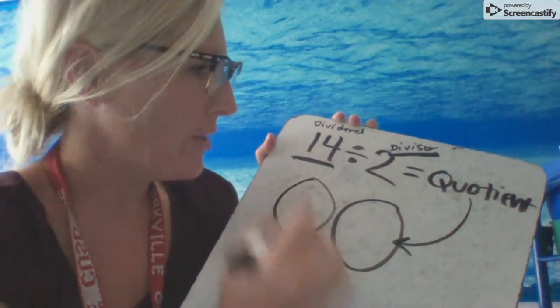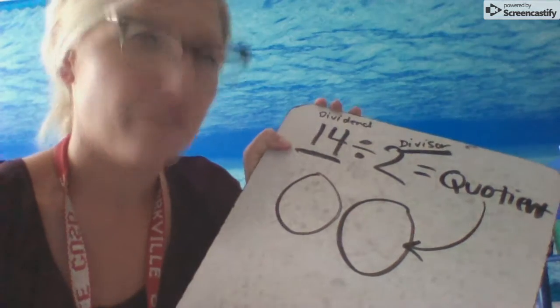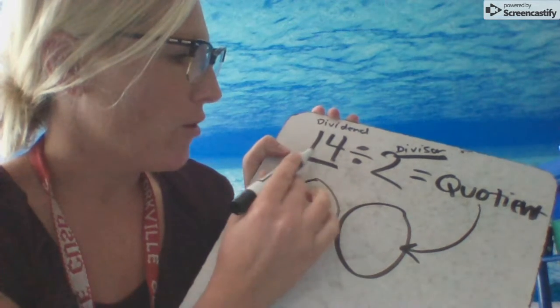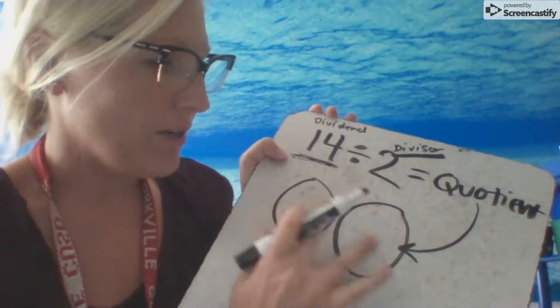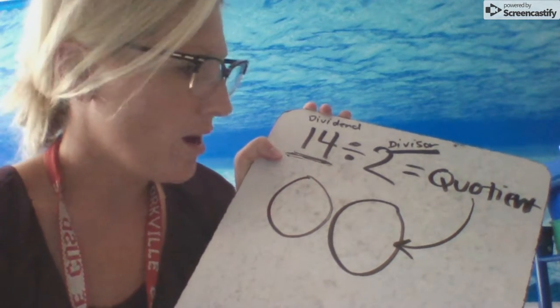So 14 divided by 2. Doing large-scale division and small-scale division is very similar. So I need to break up 14 into 2 groups. I know I can start off breaking them up out by 5s.